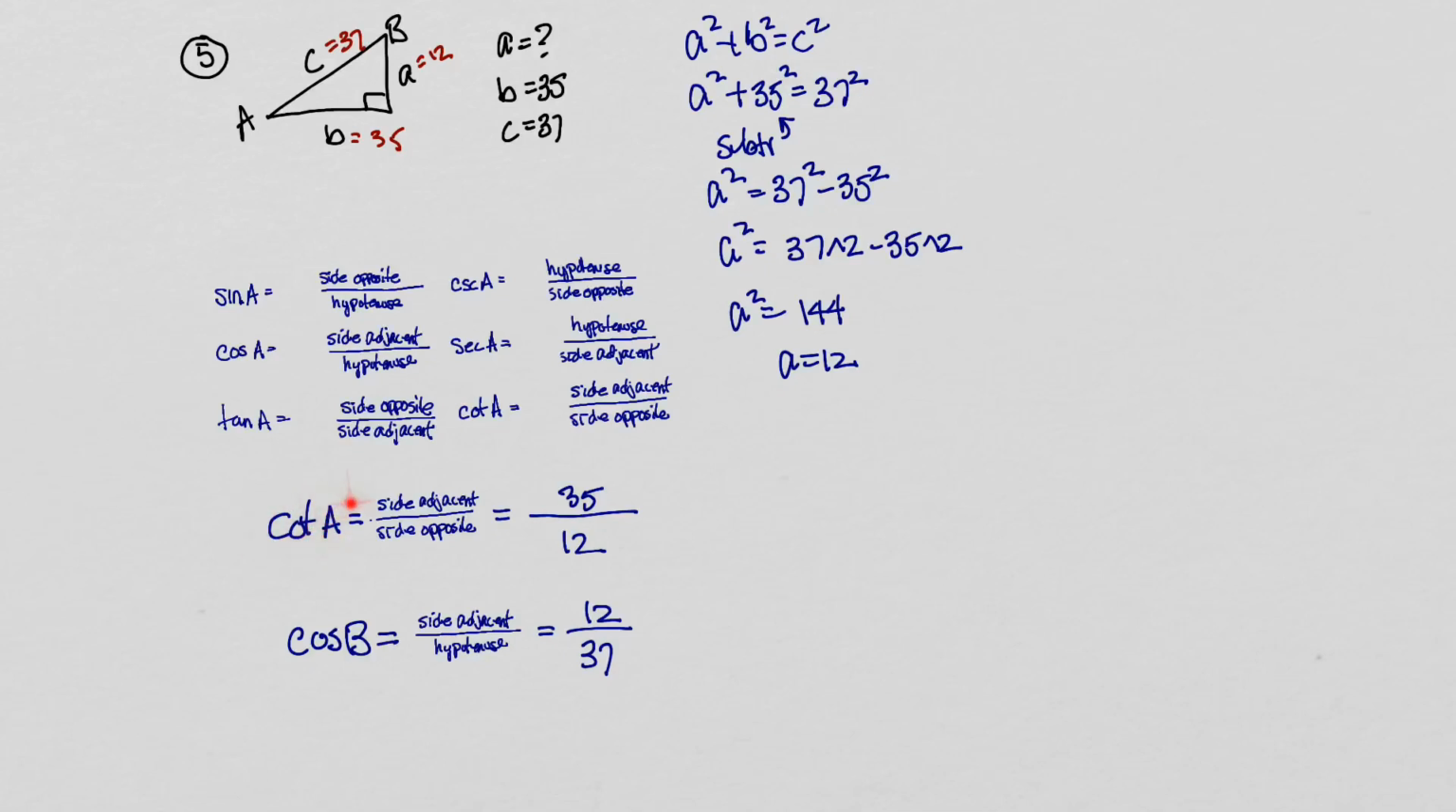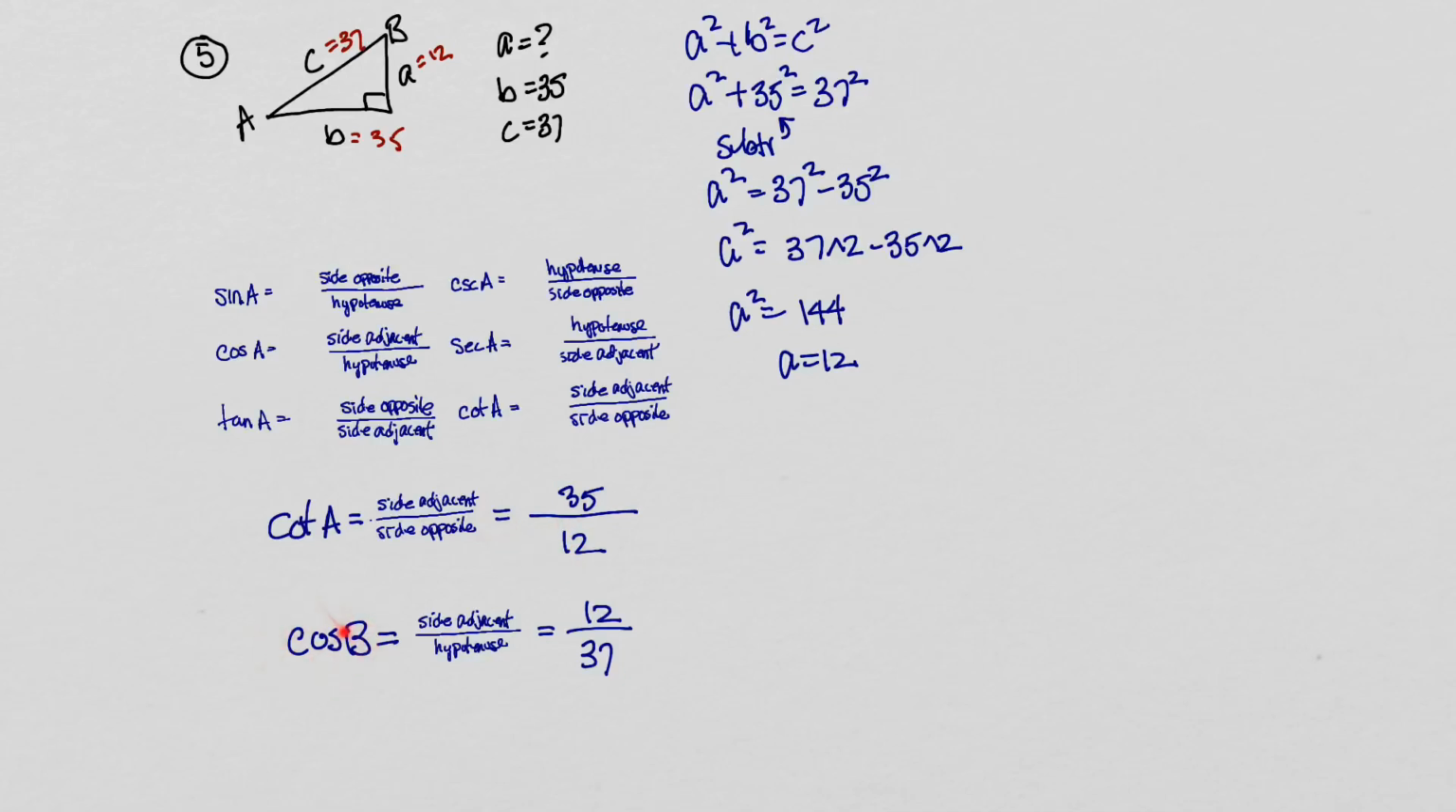Now, by the definition, here's cotangent over here. The cotangent is the side adjacent to the angle divided by the side opposite the angle. So locate A, we want the cotangent of A. You place yourself here at A, and now the side adjacent is 35, the side opposite is 12. So for the cotangent, adjacent is 35, opposite is 12.